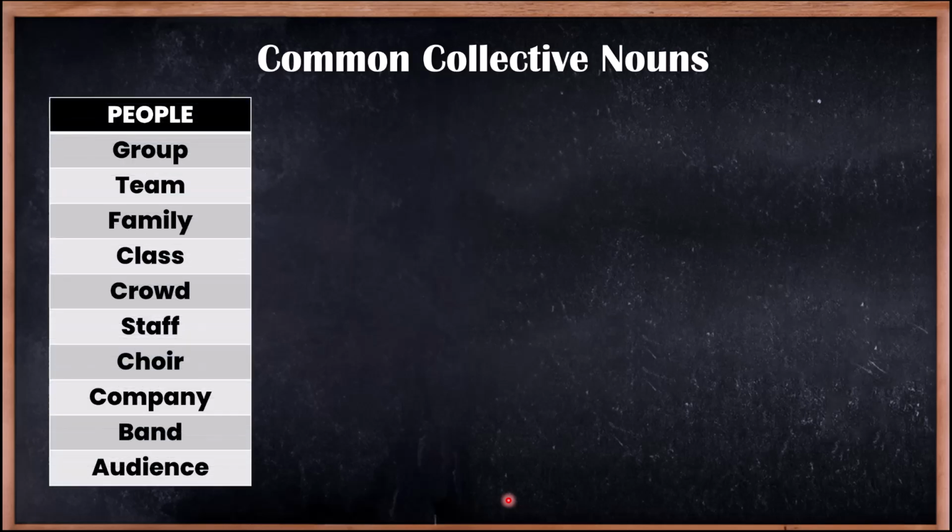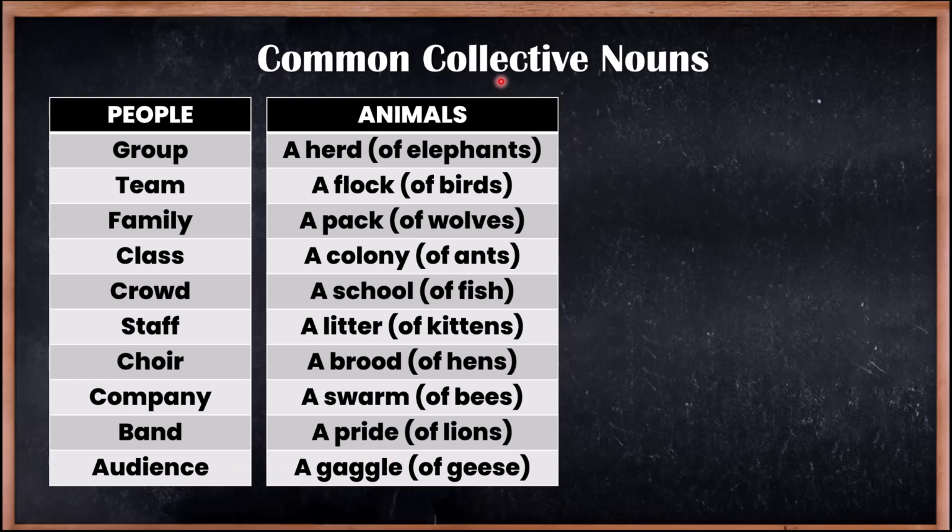We'll start with people. Group, team, family, class, crowd, staff, choir, company, band, audience. Let's look at animals. A herd of elephants, for example, a flock of birds, a pack of wolves, a colony of ants, a school of fish, a litter of kittens, a brood of hens, a swarm of bees, a pride of lions, a gaggle of geese.